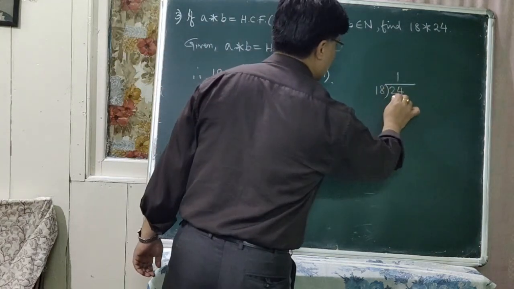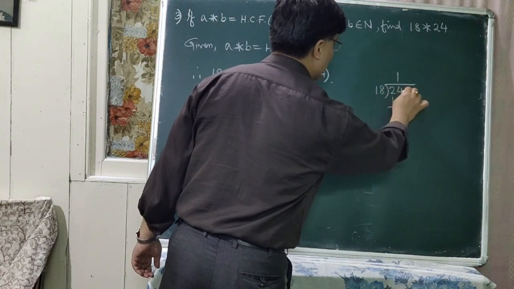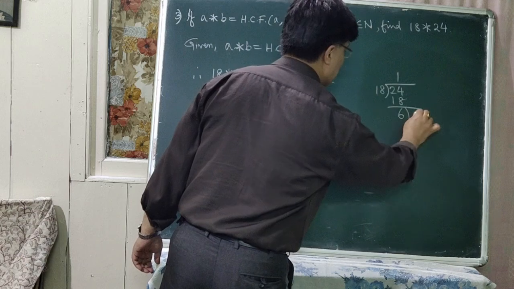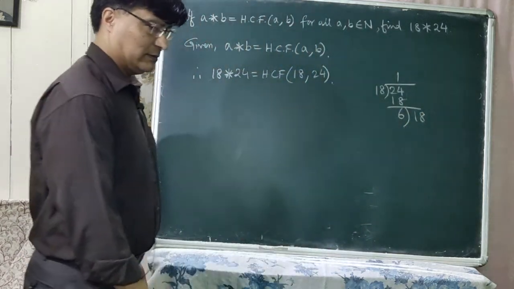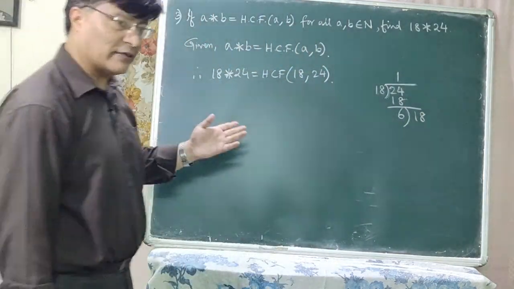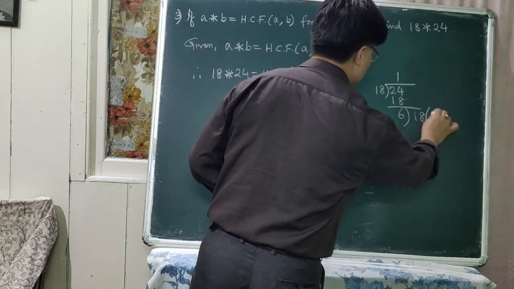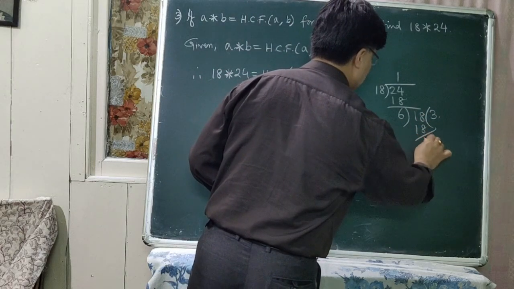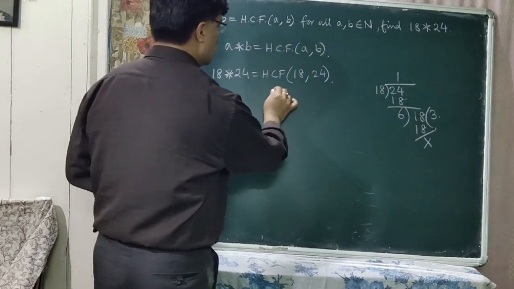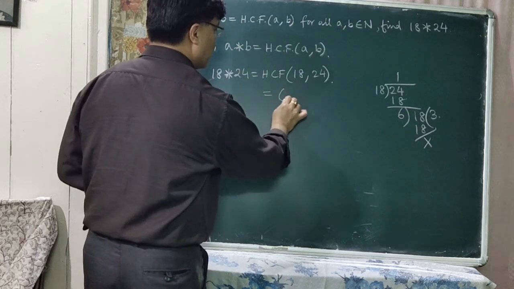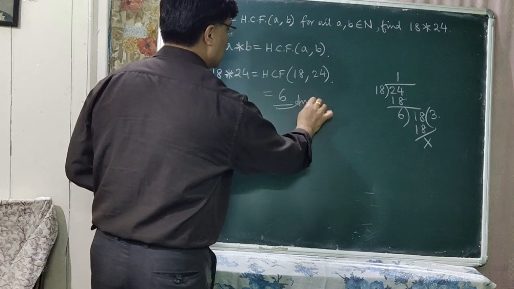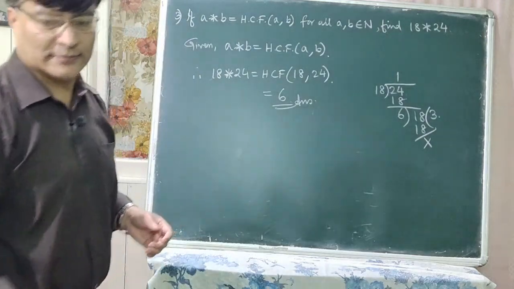So 18 ones are 18. So 24 minus 18 is 6. And again you have to divide. Again you have to divide 18 by the remainder, that is 6. So 6 3s are 18. So what is the HCF here? So HCF of 18 and 24 is 6. So 6 is the answer.